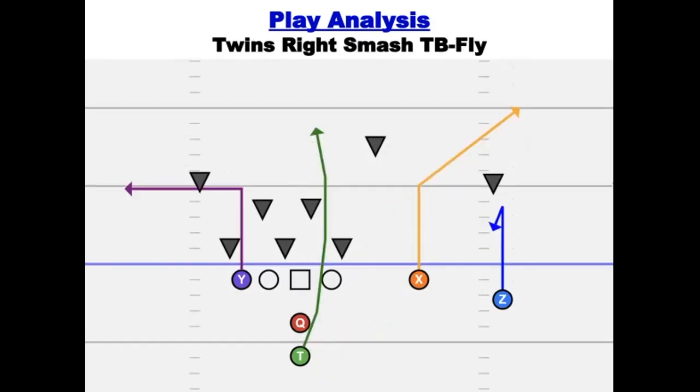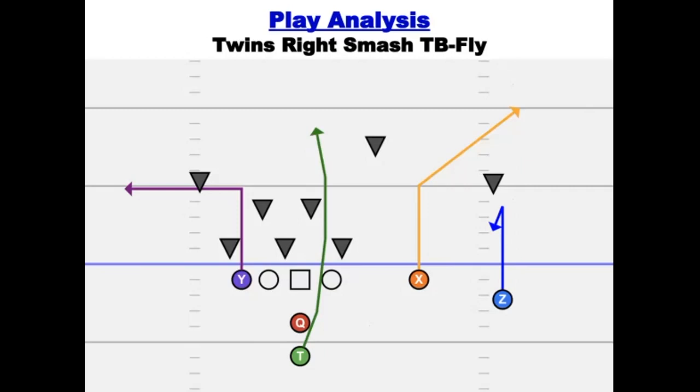All right, the final one is twins right, smash, tailback fly. All right, so the tailback's running the fly route here. Again, base protection from the O-line, except for this time the Y is going out. He's going to run an out route, again, to hold that left corner, occupy him. Now, obviously, if you had a pre-snap read, if that corner is high and inside, you could throw that. But right now, for the sake of the play, to try to get the ball to our dynamic playmaker at tailback, he's going to run that out route to occupy the corner.